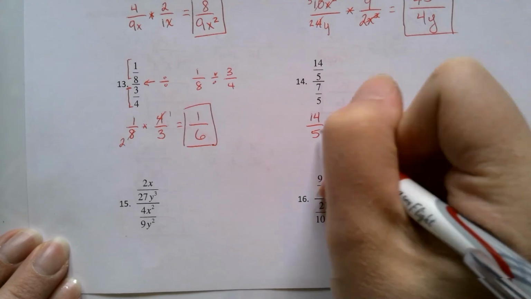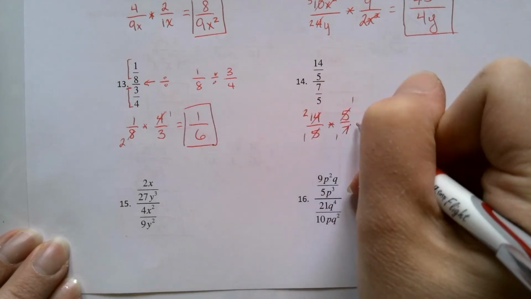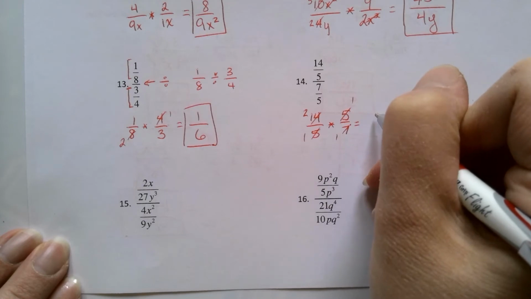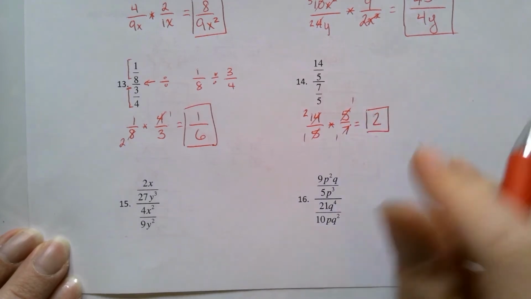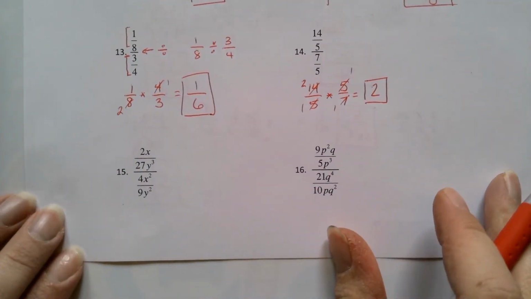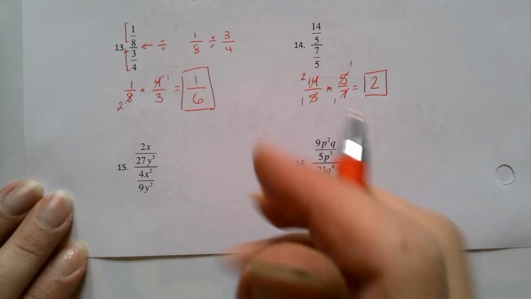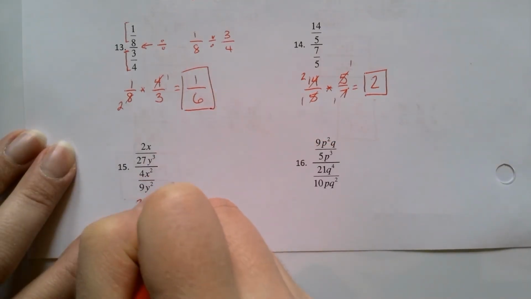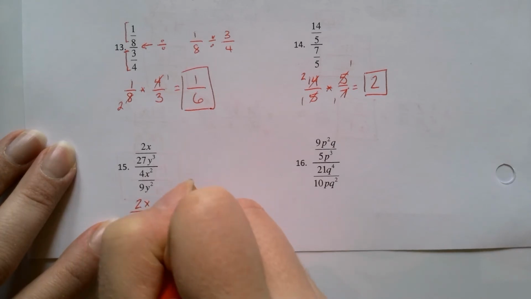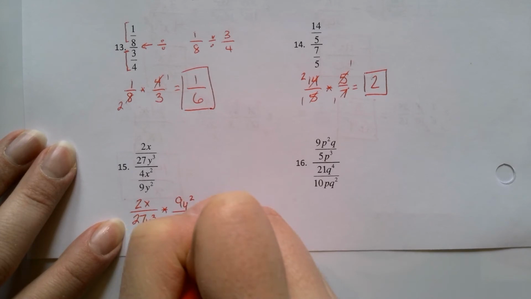And then this is going to cancel, and this is going to reduce, and I'm left with just a 2, or a 2/1. And that is it. Okay. Now we're getting some variables here. So I'm really not going to do anything until I start. So I'm going to go ahead and take my 2x over 27y to the third, and I'm going to multiply by 9y squared over 4x squared.